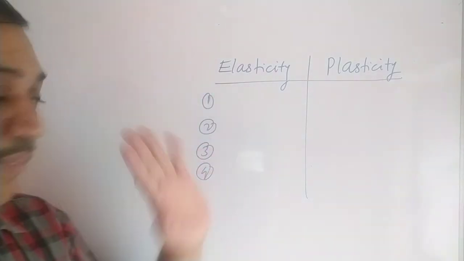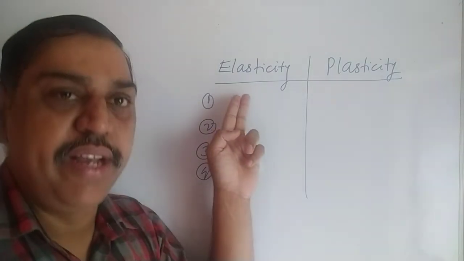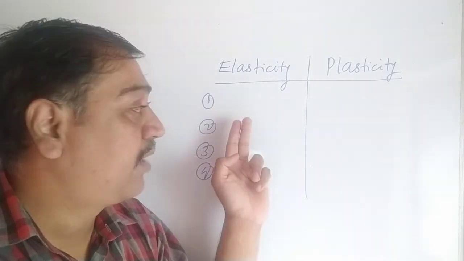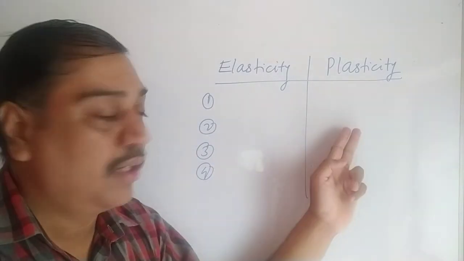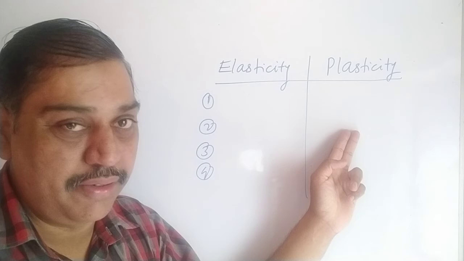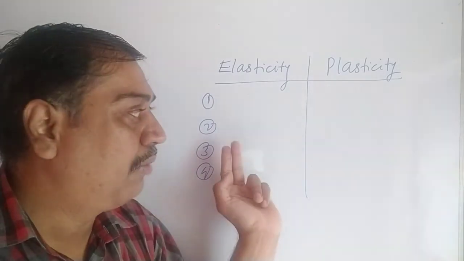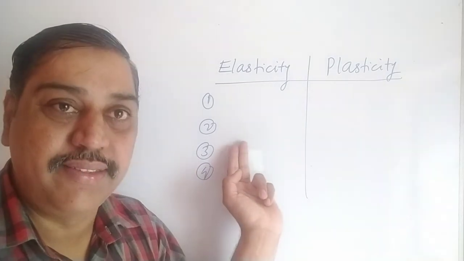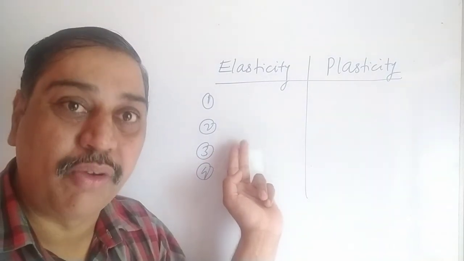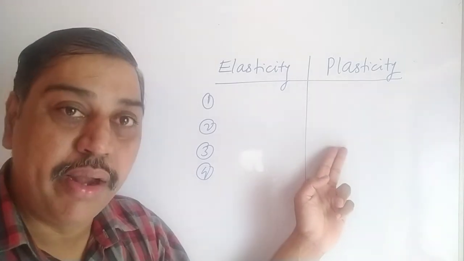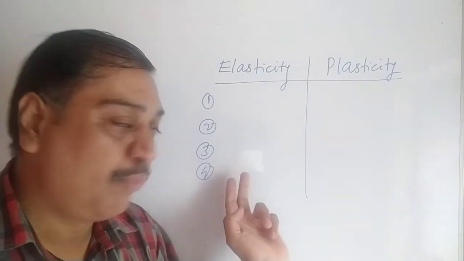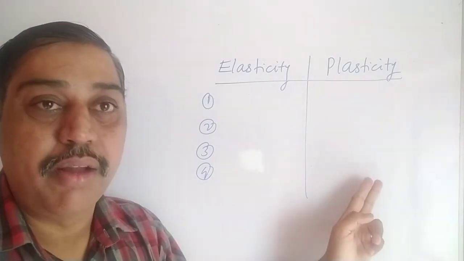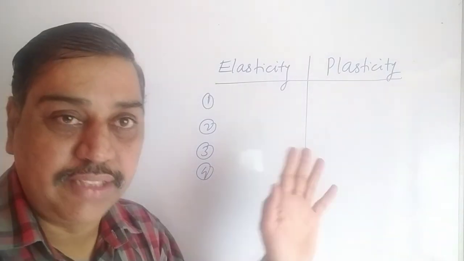See, the first is the definition. An elastic body will regain its original shape and size 100%. A plastic body can't regain its original shape and size. Second, internal forces are produced in elastic bodies, while internal forces are absent in plastic bodies. Third, you can mention examples. Examples of elastic bodies are rubber and cords. For plasticity, mud, putty and clay are the examples. Fourth, an elastic body obeys Hooke's law, and a plastic body or plasticity never obeys Hooke's law. So these are the four differences.